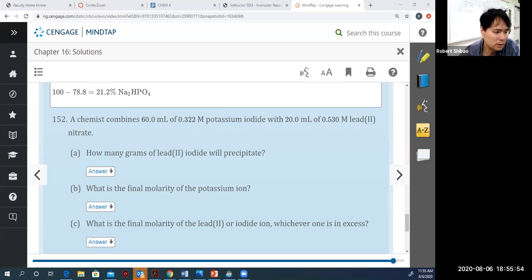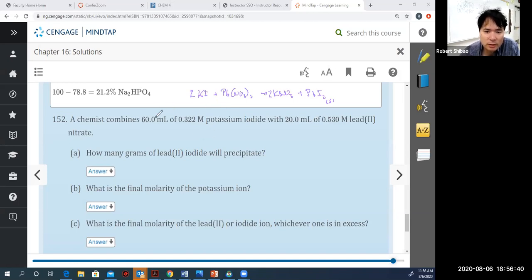And so we'll just get the equation for this. It's potassium iodide, which is KI, reacting with lead II nitrate, which is Pb(NO3)2. And this is going to form potassium nitrate, KNO3, and lead II iodide, PbI2. Lead II iodide is a solid. Chlorides, iodides, bromides are insoluble except for silver, lead, and mercury. So this is insoluble and precipitates. So we have a driving force. We'll just need to balance it here.